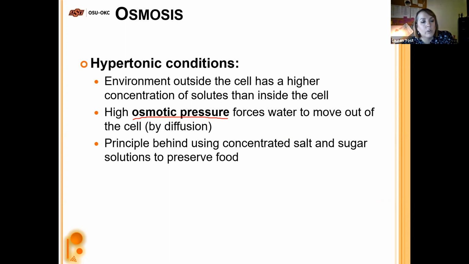So the water is moving. That's diffusion of water, right? So the water's still moving by diffusion. It's just water that's being diffused. We can't move the bouncy balls because they don't fit. So this is why you would want to have high salt and high sugar to preserve foods, because things can't grow in that. Like all the water would get sucked out of those cells.